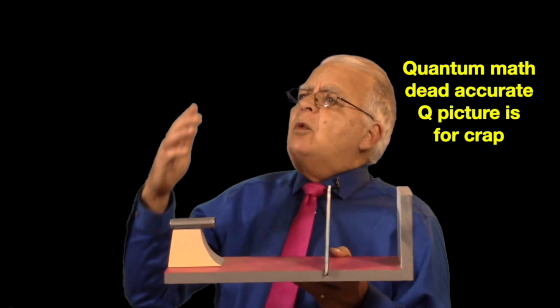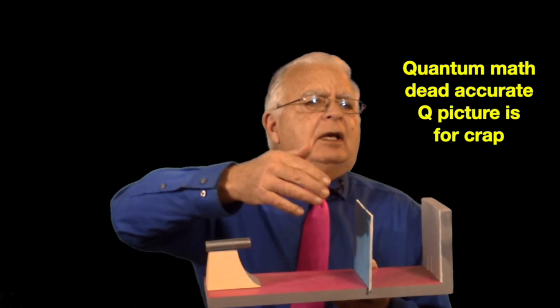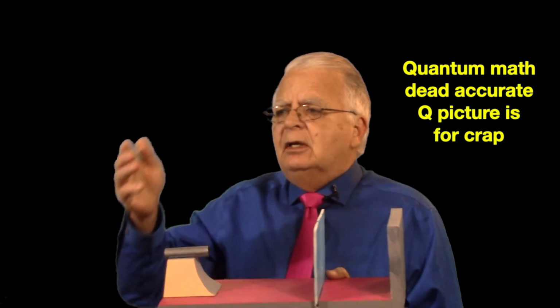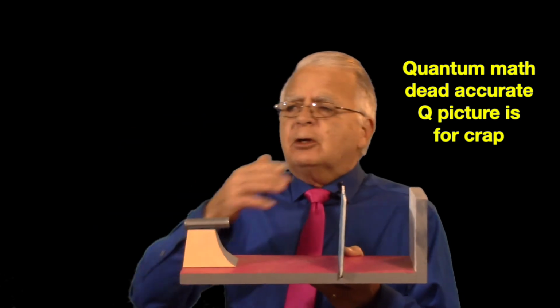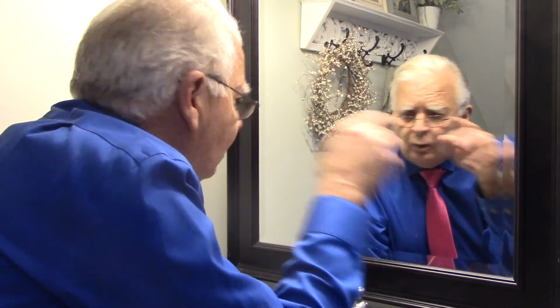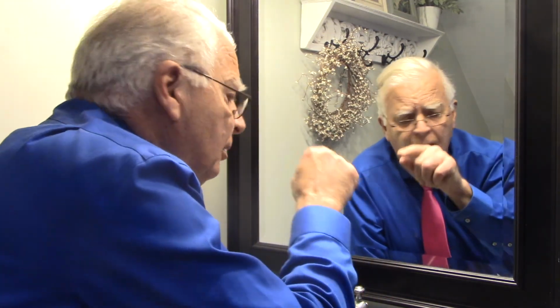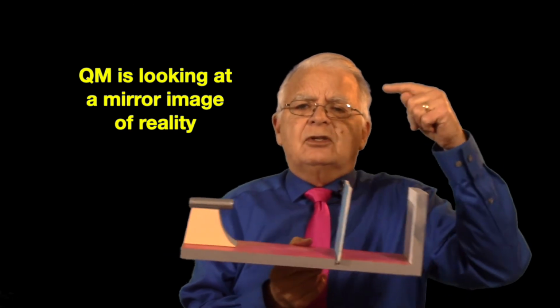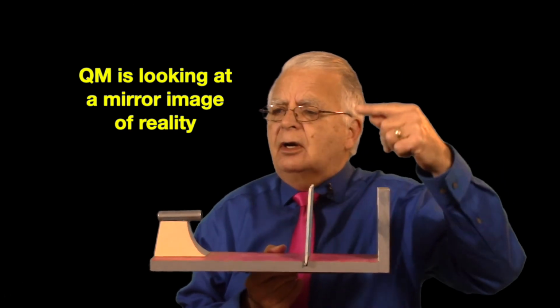Now, stepping back from complementarity, let's talk about the big picture. In the big picture, what do you find? You find that quantum mathematics is dead accurate, but the quantum picture of the world is for crap. It doesn't make any sense. So what does that suggest? What it suggests is that there is symmetry in nature, like a mirror, and quantum mechanics is on the wrong side of the mirror. Quantum mechanics would have you believe that that is the real me. Whereas both sides of the symmetry have the same mathematics, quantum mechanics is looking at a mirror image of reality.